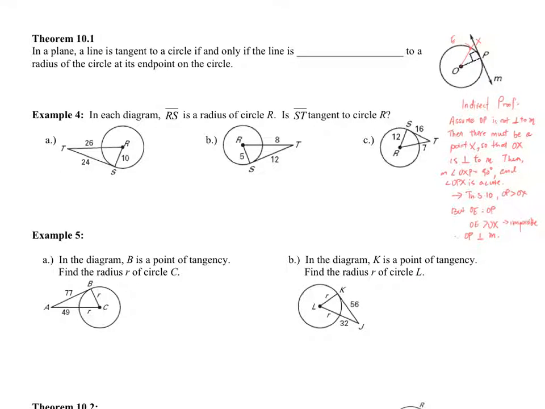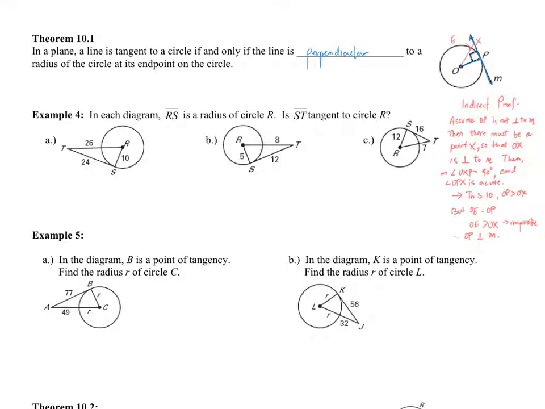Theorem 10.1. In a plane, a line is tangent to a circle if and only if the line is perpendicular to a radius of the circle at its endpoint on the circle. So I mentioned a little earlier that if you have a line that's tangent to the circle, then it makes a perpendicular angle with the radius.